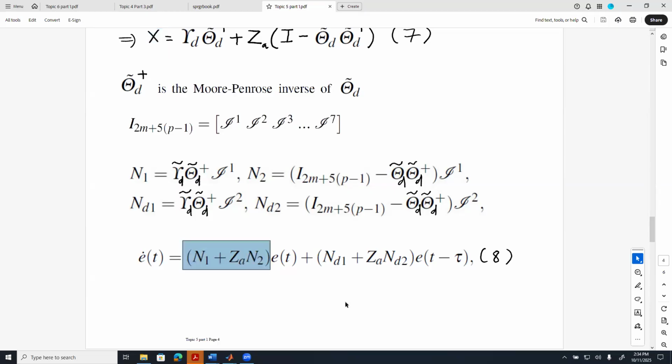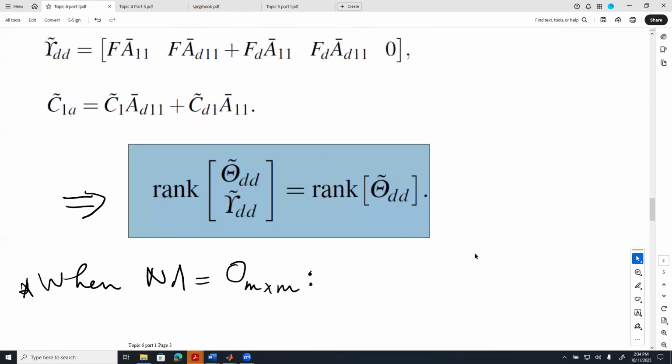And of course, we can have a condition to ensure detectability or observability of that pair. So that's what I discussed in the previous talk. That is something that the reader can investigate.